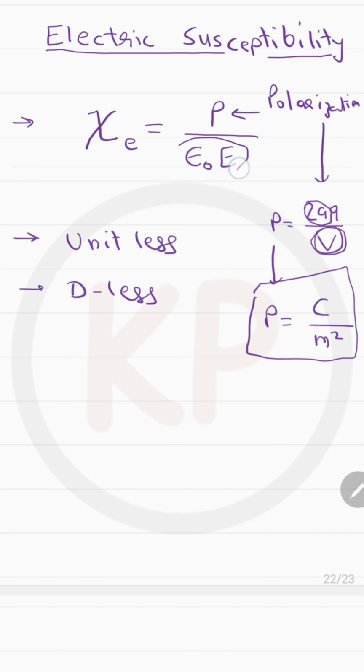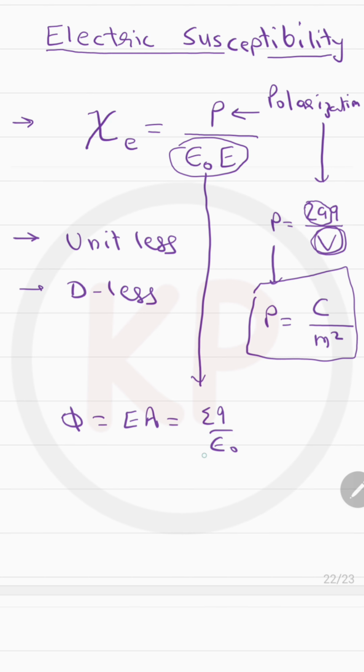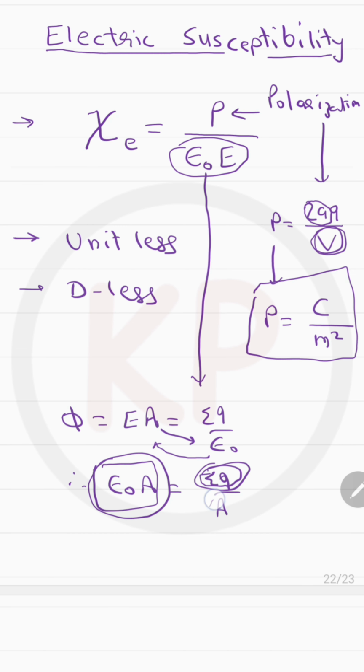Now let's see epsilon 0 E. Let's break down this thing. We know that according to Gauss law, phi is equal to E into A is equal to sigma q by epsilon 0. You remember this thing? Now if I take epsilon 0 here and A here, we get epsilon 0 E A is sigma q. It means the unit of epsilon 0 E A is coulomb. Sorry, this will be area here. So the unit of epsilon 0 E is equivalent to coulomb per meter square.